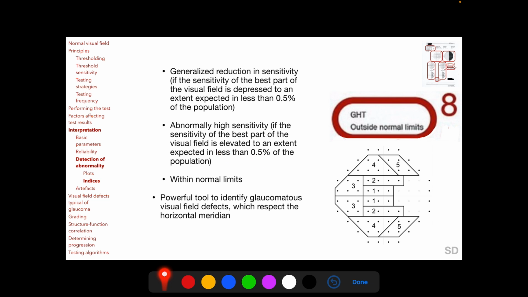Otherwise, the glaucoma hemifield test is reported as within normal limits. The glaucoma hemifield test is a very powerful tool to identify glaucomatous visual field defects, and a combination of pattern deviation probability map and glaucoma hemifield test result is said to be highly sensitive and highly specific for detecting early to moderate glaucomatous change.